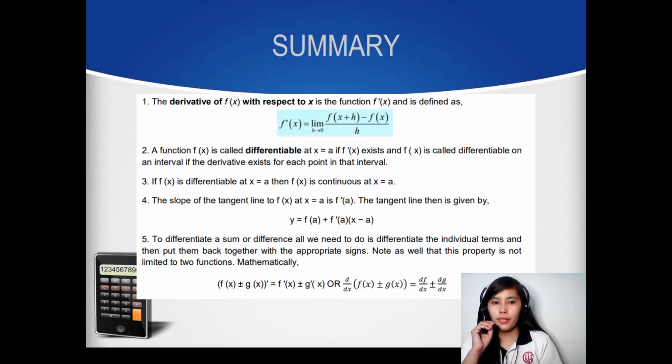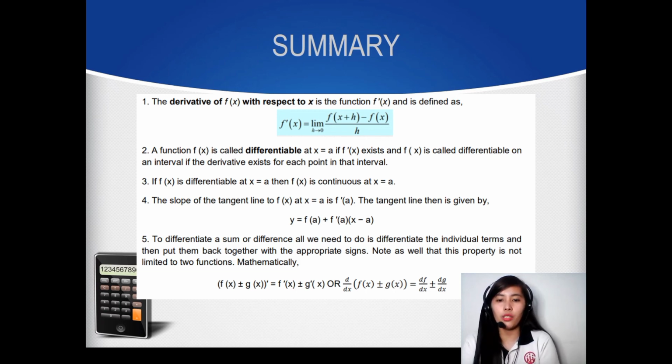So for the summary, let us recall all the topics that we have discussed so far. The derivative of f of x with respect to x is the function f prime of x, and is defined as the limit of f of x plus h minus f of x over h as h approaches 0. Then a function f of x is called differentiable at x is equal to a if f prime of a exists, and f of x is called differentiable on an interval if the derivative exists for each point in that interval. Then third, if f of x is differentiable at x is equal to a, then f of x is continuous at x is equal to a.